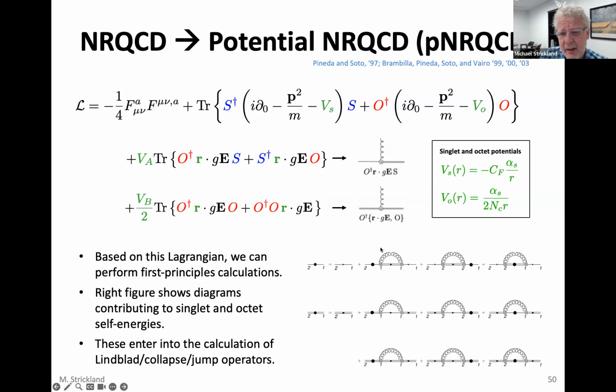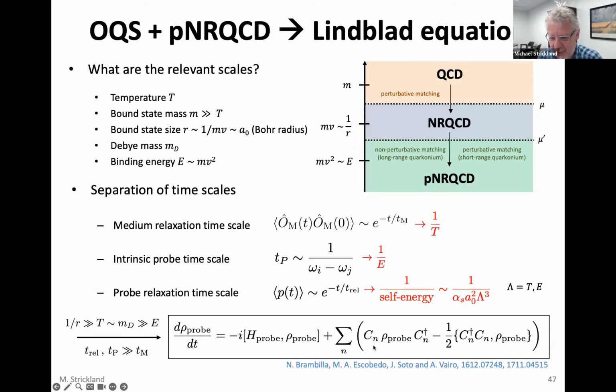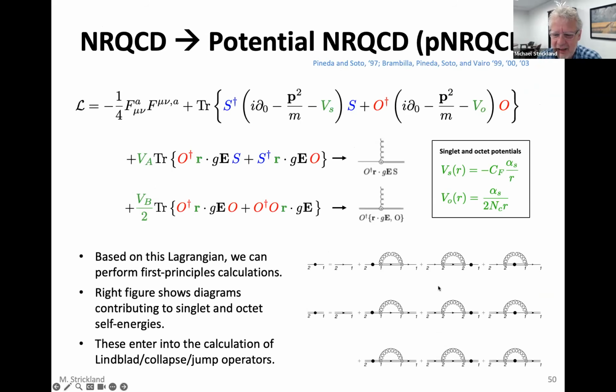Now, that allows us a great simplification because we no longer have to work with the QCD Lagrangian directly. We can work with this Lagrangian, and we can start drawing Feynman diagrams with this Lagrangian instead of QCD. What this bottom panel is showing you is some part of how we calculated these jump operators here. To calculate those jump operators, what you have to calculate is the self-energies for the singlet and the octet propagation. Because it's out of equilibrium, you have to use something called the Schwinger-Keldysh formalism.